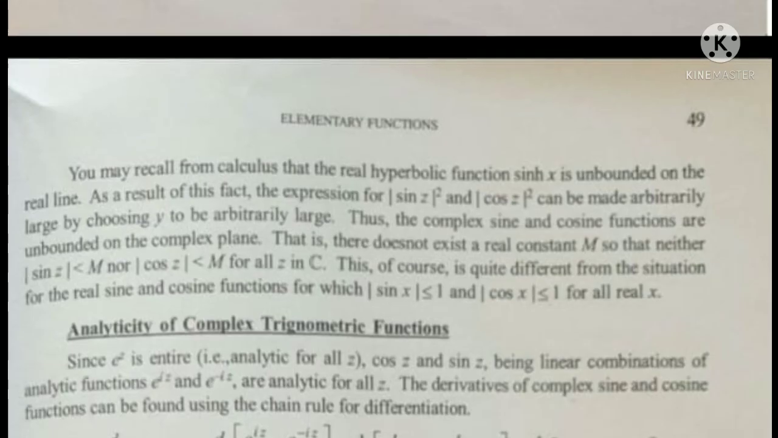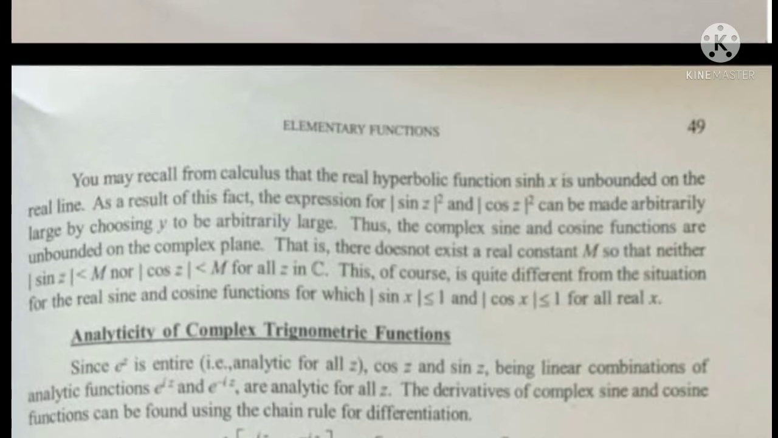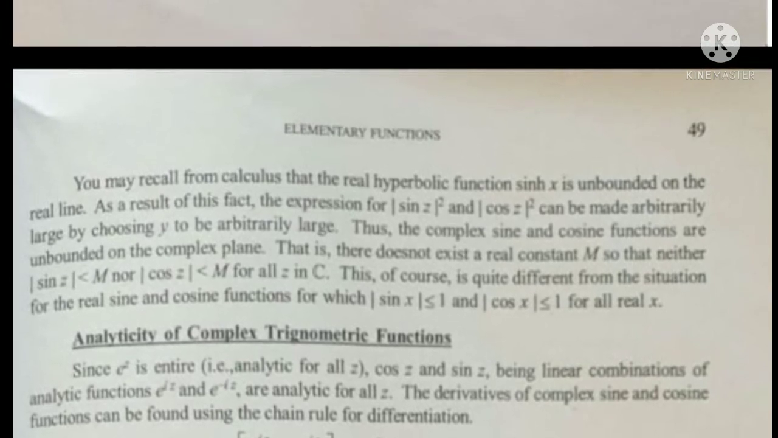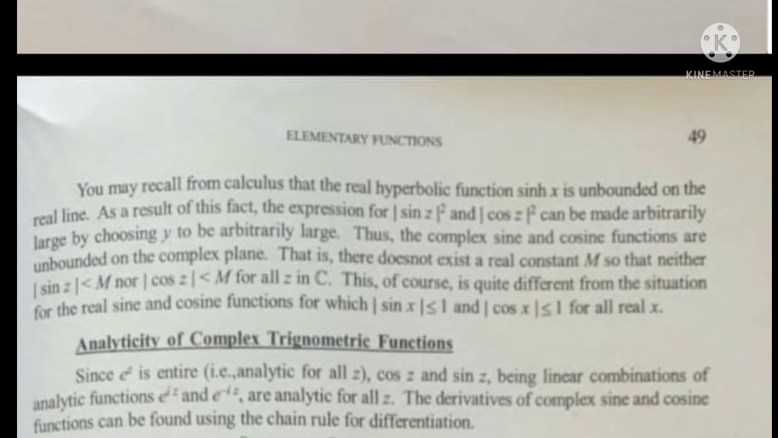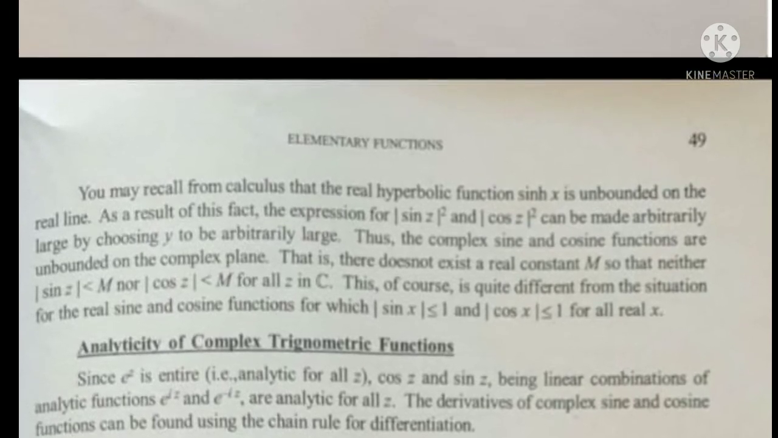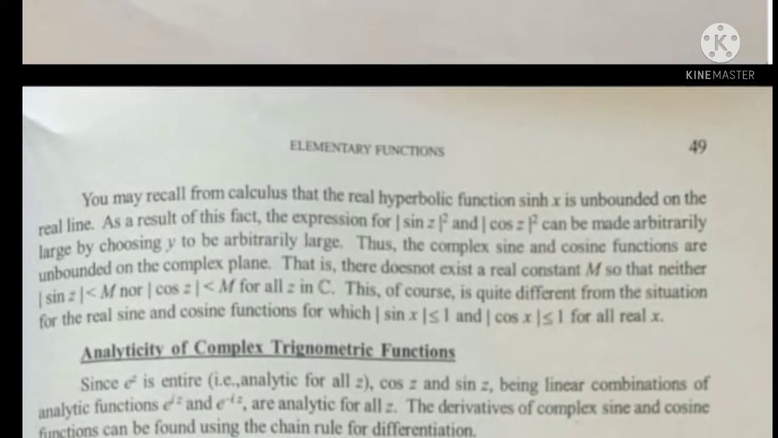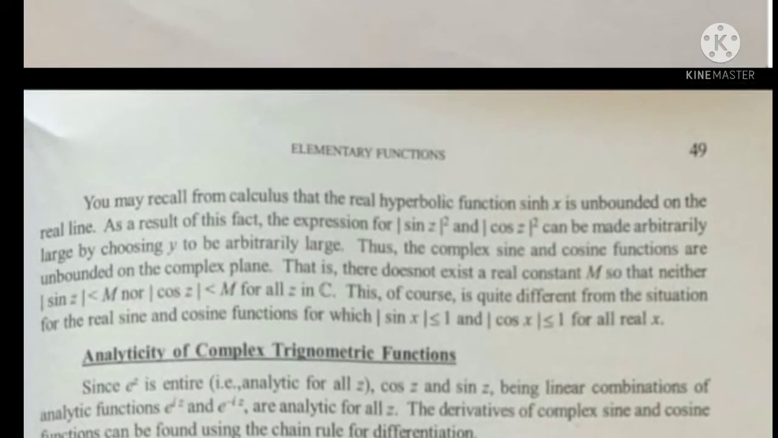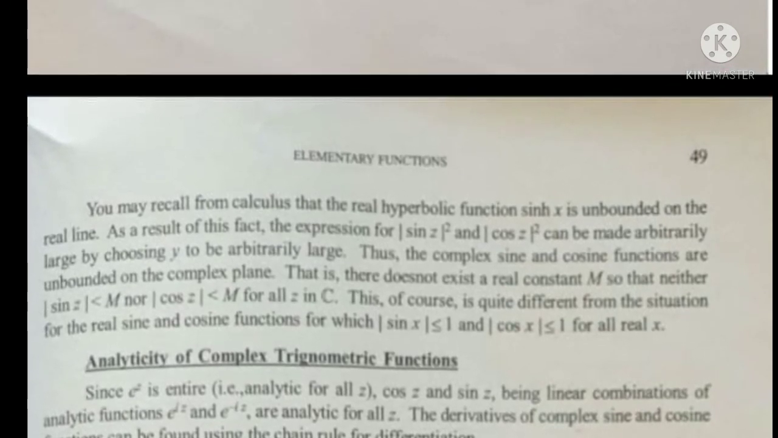We know that the hyperbolic function sinh x is unbounded on the real line. As a result of this fact, the expressions for modulus of sin z squared and cos z squared can be made arbitrarily large by choosing y to be arbitrarily large. Thus, the complex sine and cosine functions are unbounded on the complex plane.